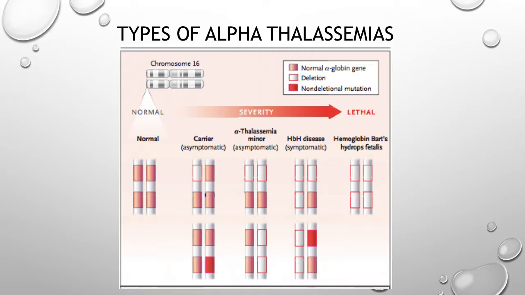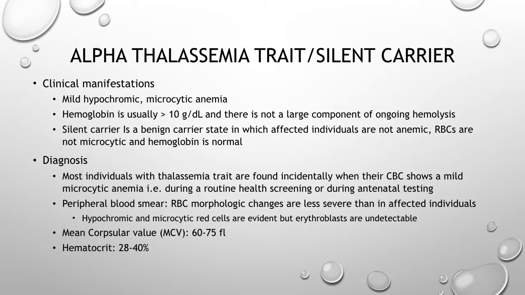And you will also see that there are non-deletional mutations, which are those point mutations, and I will discuss those a little bit later in this presentation. So, the alpha thalassemia trait and the silent carrier. Clinical manifestations include mild hypochromic microcytic anemia.